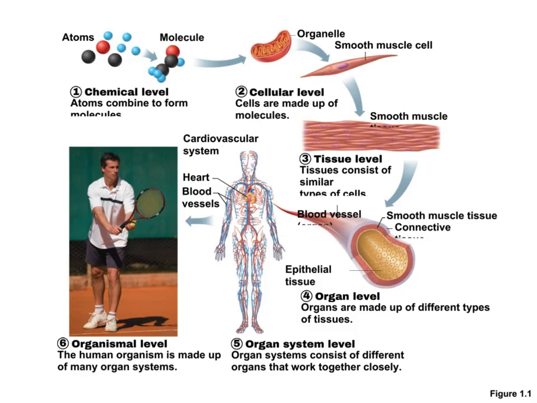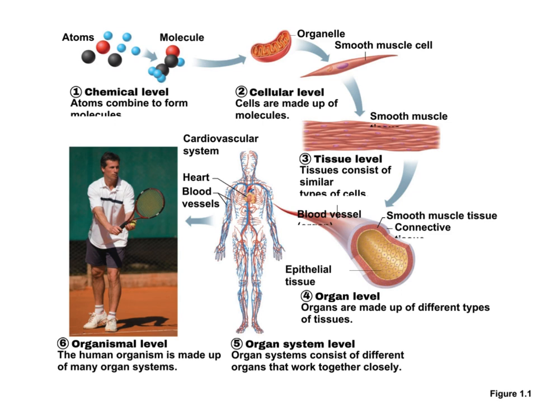This is the image you find in your textbook, though, showing you visualizations for each one of these levels. We can see the chemical level, we have atoms coming together to form molecules. Multiple molecules form bigger structures called organelles, which are in cells. From the cellular level, if we combine those cells into groups of cells that have similar structure and function, we get a tissue. Here we're looking at smooth muscle cells combining to form smooth muscle tissue. And from the tissue level, we can then move to the organ level. Now, there is smooth muscle inside of blood vessels, but we also find epithelial tissue and connective tissue.